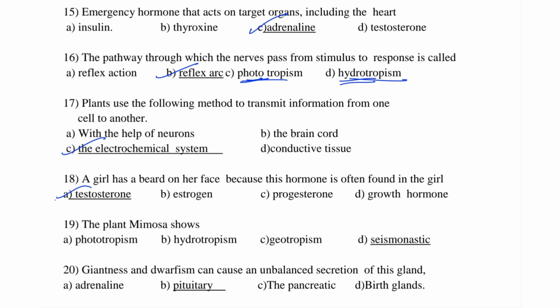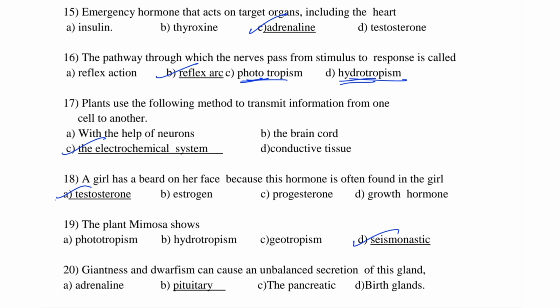Question number 19. The plant mimosa shows option A, phototropism, option B, hydrotropism, option C, geotropism, option D, seismonastic. Mimosa is nothing but the touch-me-not plant and it is showing seismonastic movement.